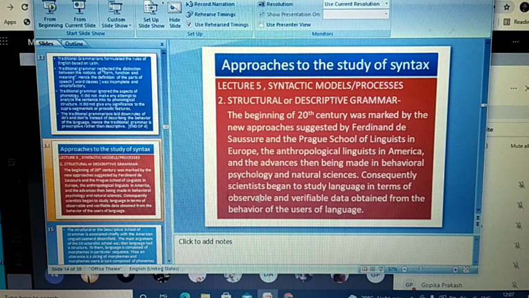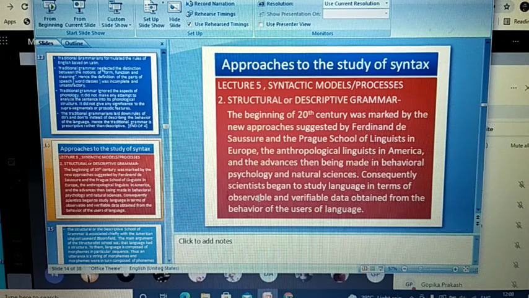So all these basic notions are repeatedly occurring in structural or descriptive grammar. Structural or descriptive grammar, okay, the history. The beginning of the 20th century was marked by the new approaches suggested by Ferdinand de Saussure and the Prague School of Linguistics. So here we have the Prague School of Linguistics.